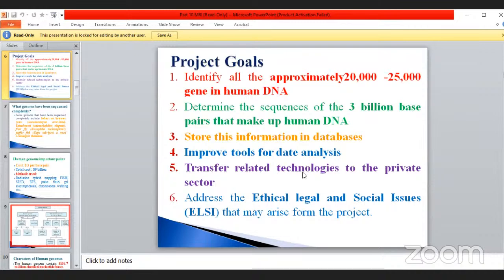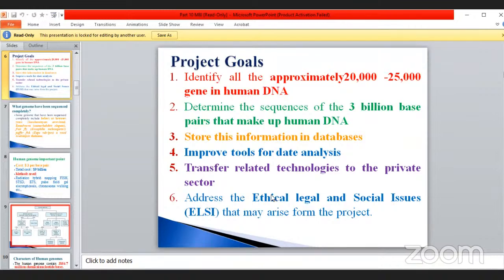Then the transfer of related technologies. Take an example in forensics, such as DNA fingerprinting. That sector already has it, and we can transfer the technology to the private sector also. They are used for the identification of the culprit or any other malpractice done by a person. Then it addresses the ethical, legal, and social issues.